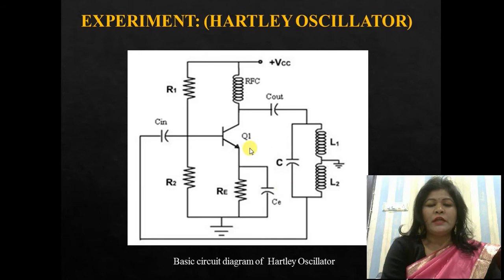In this circuit diagram, this is the transistor Q1. These are the resistances R1 and R2. This is the RFC coil, and this is the resistance RE. This is capacitor CE. This is the output capacitor C out, and this is the input capacitor, and this is your tank circuit. It basically consists of two inductors and one capacitor.